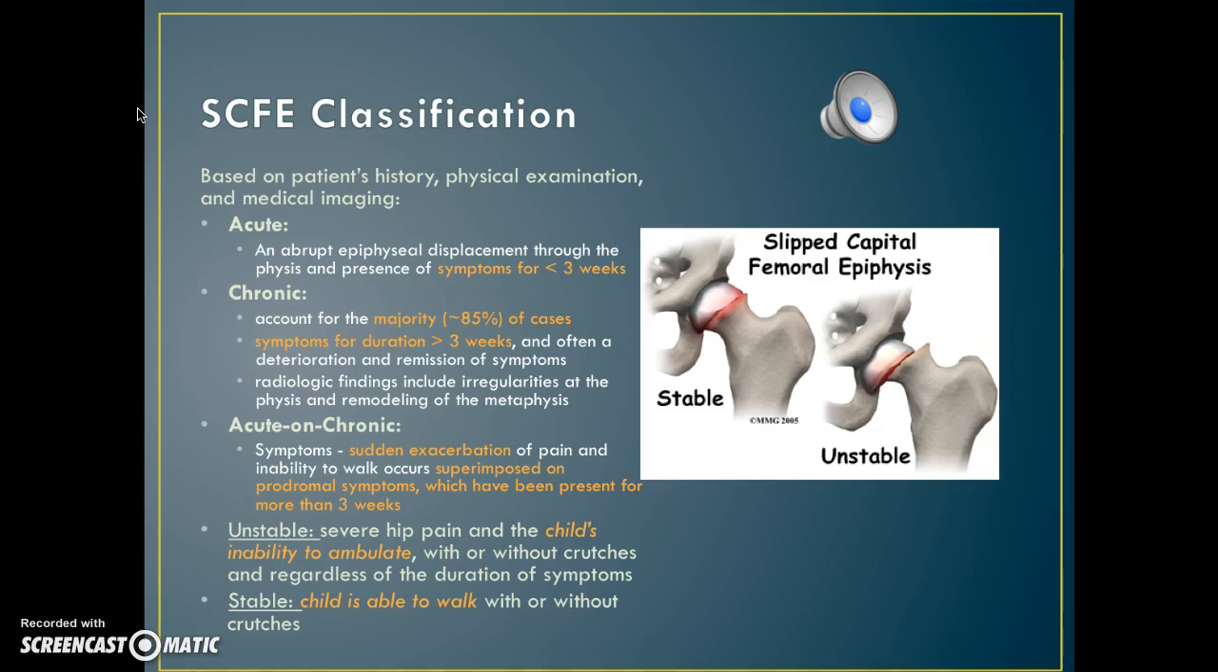It can also be further classified as unstable versus stable, and the big determination here is that the unstable SCFE injury is usually a larger slip, and it results in a child's inability to walk with crutches or without crutches due to the severe amount of pain, and a stable SCFE injury is a smaller slip where the child is able to walk with or without crutches.